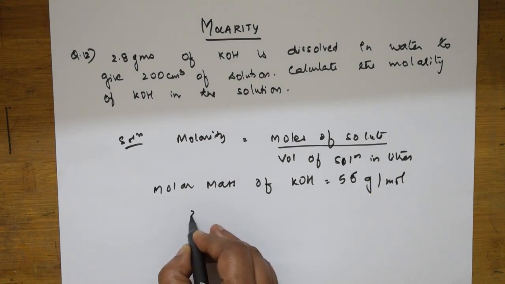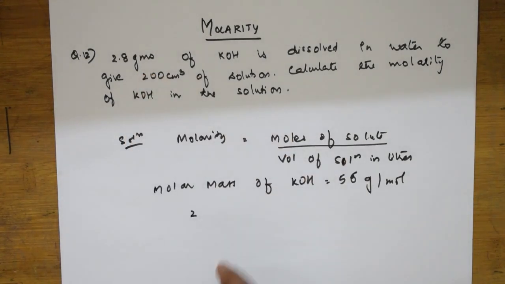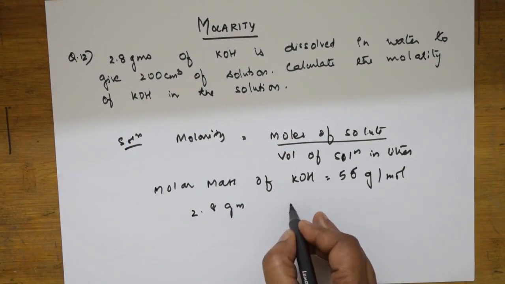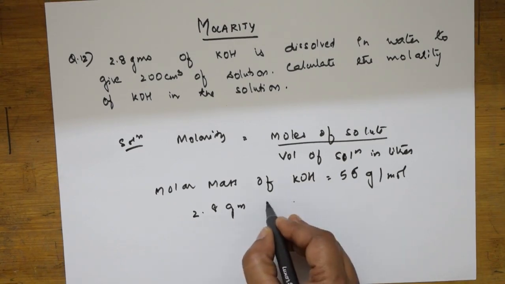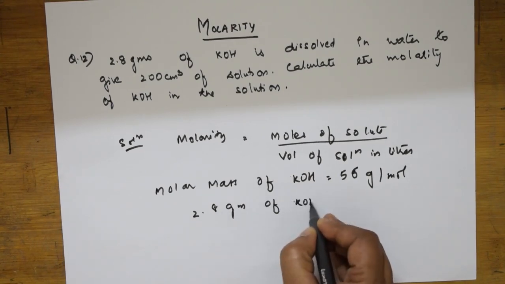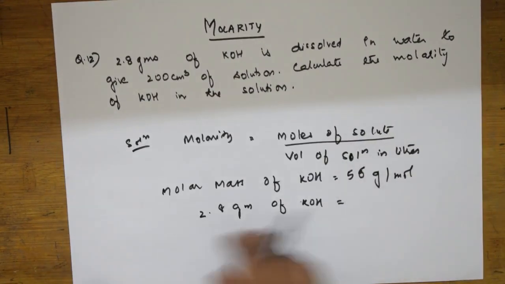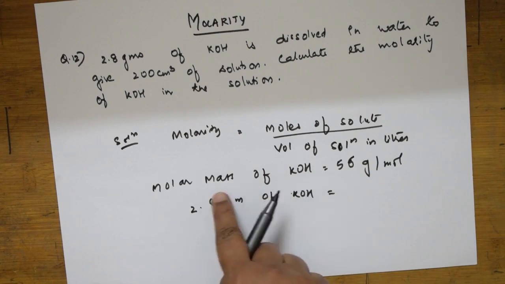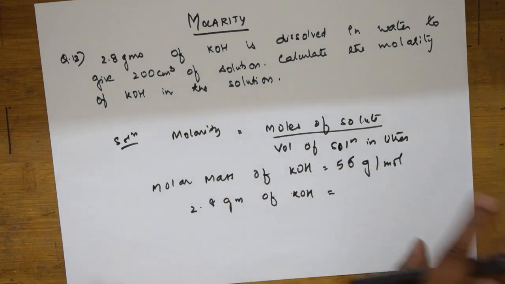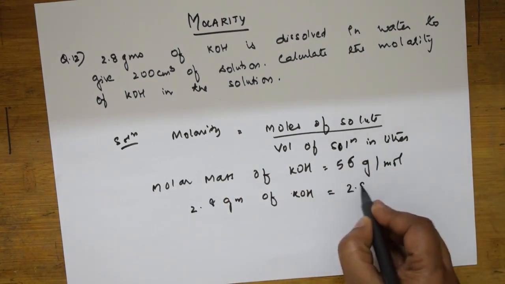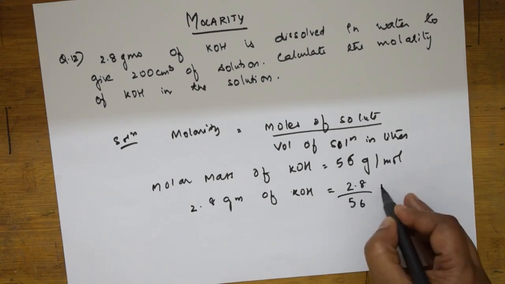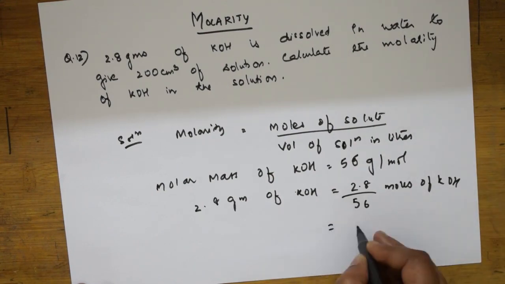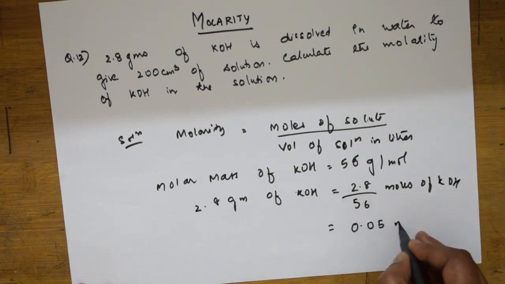So here we have 2.8 grams of KOH. The molar mass of KOH is 56, so 2.8 grams contains how much? Okay. So what do I get? 2.8 divided by 56 moles of KOH. How much do I get? I get 0.05 moles of KOH.